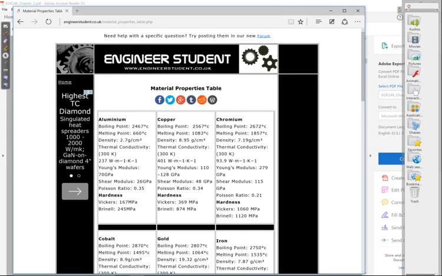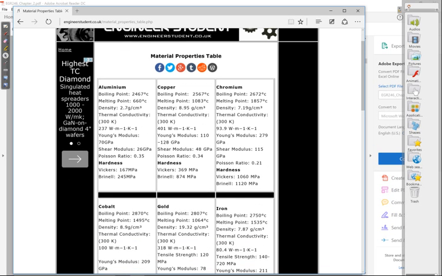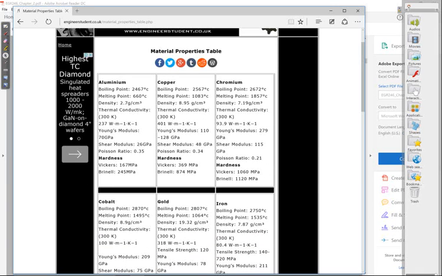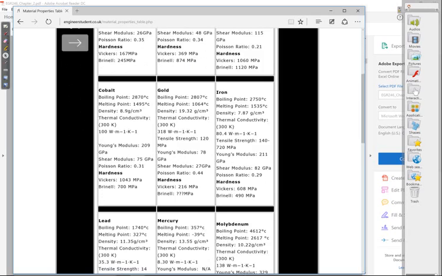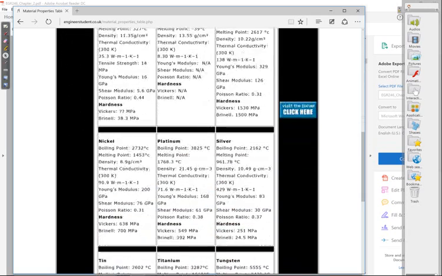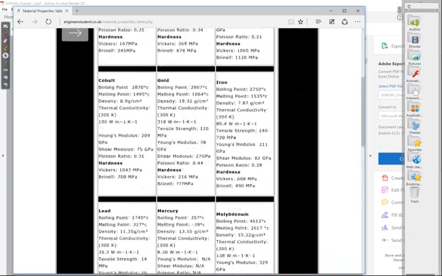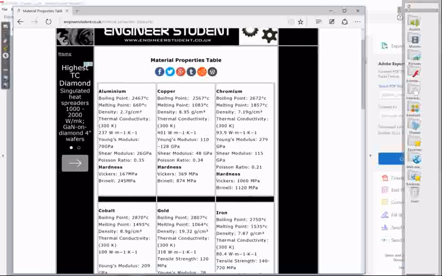So this is engineer student, and you can see this gives you a list of a few different metals essentially. Let's take a look at just the first one, aluminum. What are some typical material properties? Boiling point, definitely. All aluminum is going to boil at that exact value. It's going to melt at that exact value. All aluminum has that density.